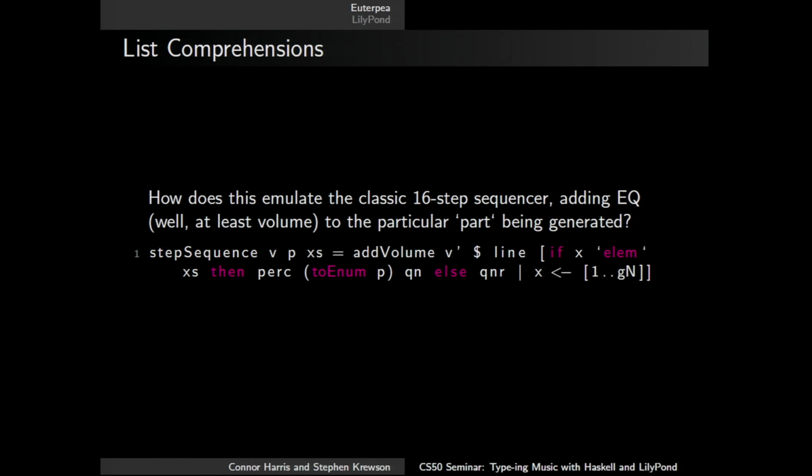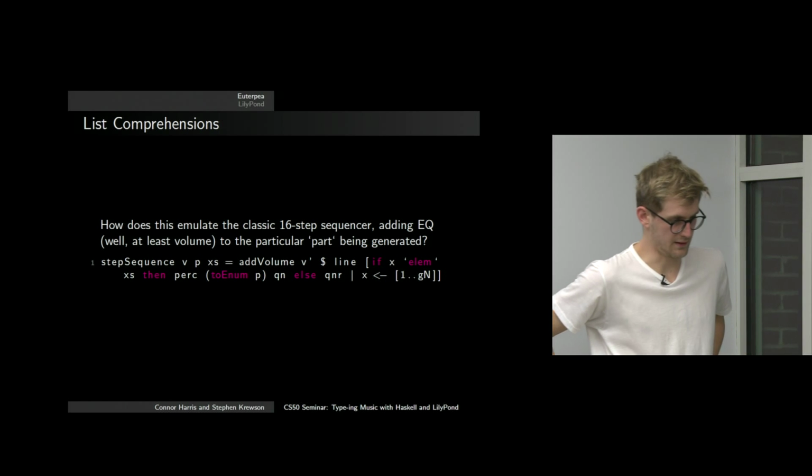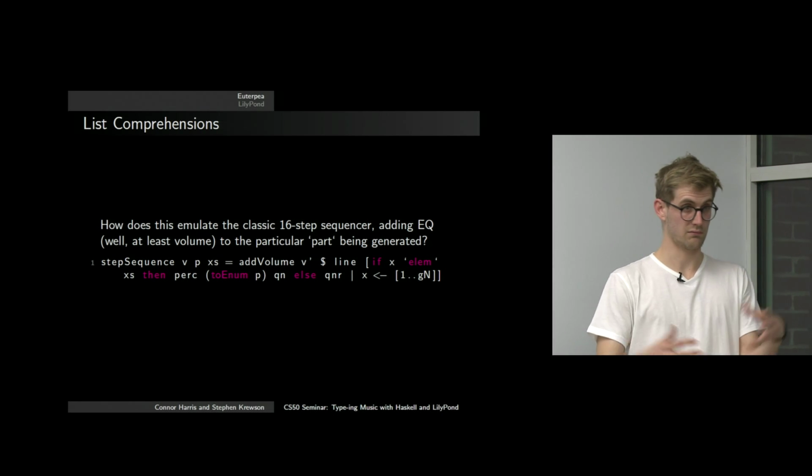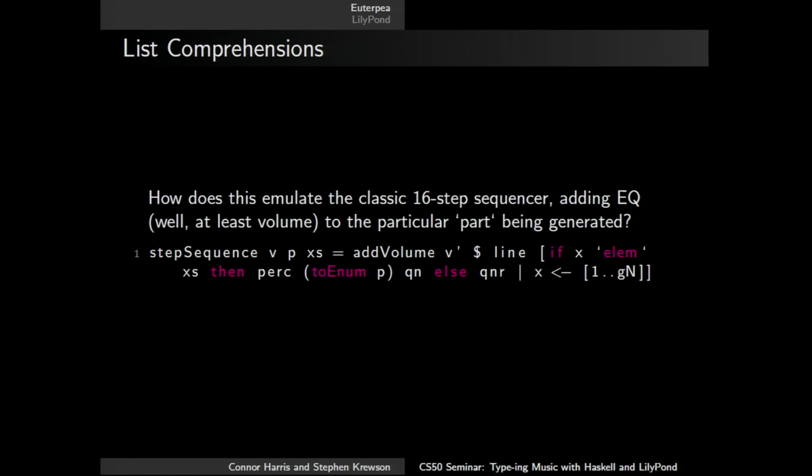So here's a pretty key line of the step sequencer, which we'll take a look at using a list comprehension. And we see here's that elem infix operator in backquotes. So if x is an element of the list of xs, then we'll call a perc function. perc is just a percussion function. It takes some value p that's part of the bounded set of all the different percussion sounds that we saw in a previous slide, and then it gives that a duration of a quarter note. Else, it gives it a QNR, and QNR is just a quarter note rest.